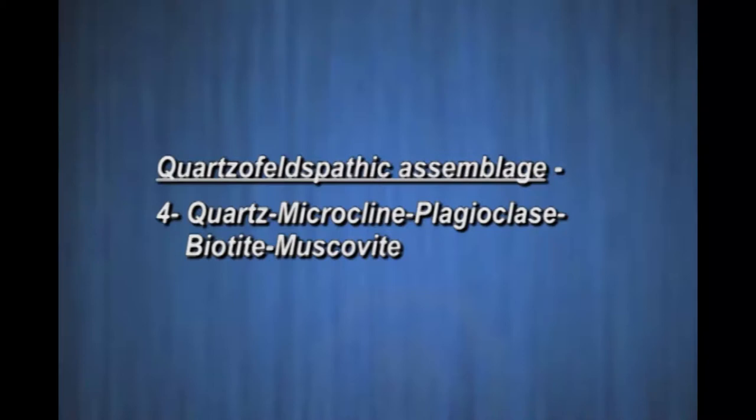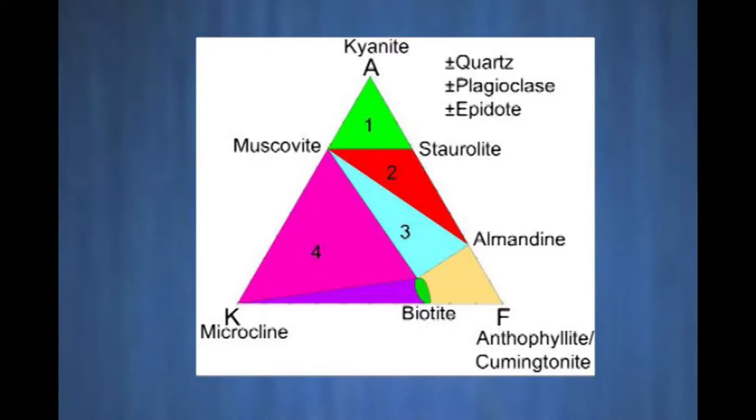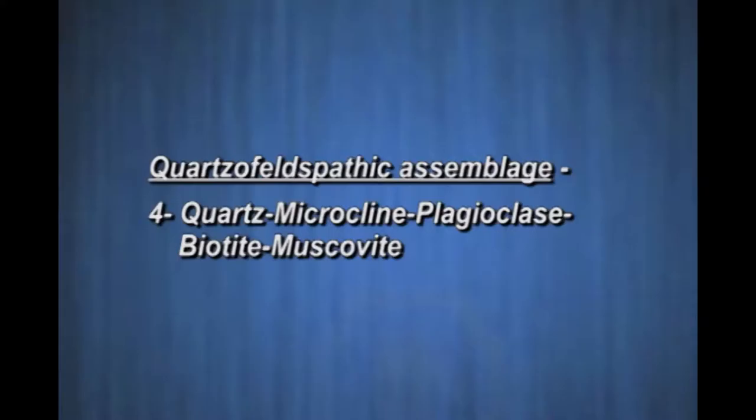Quartzo-feldspathic assemblages. Assemblage 4 is quartz, microcline, plagioclase, biotite, muscovite. Another important assemblage is the basic assemblage.